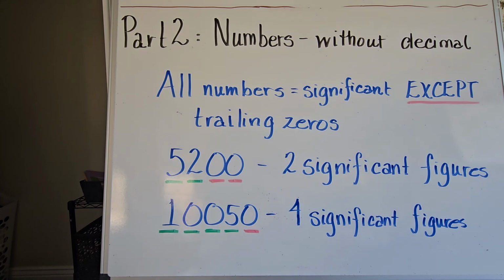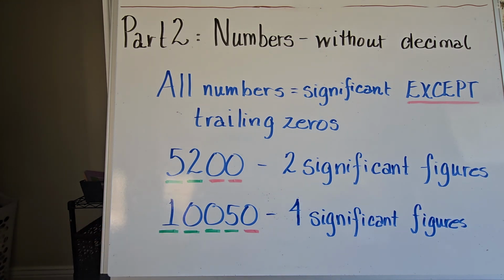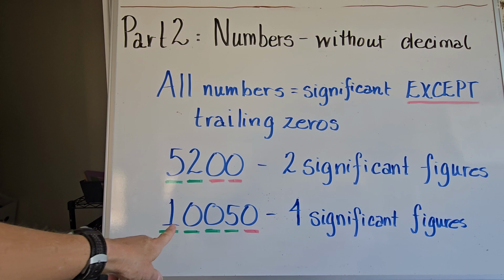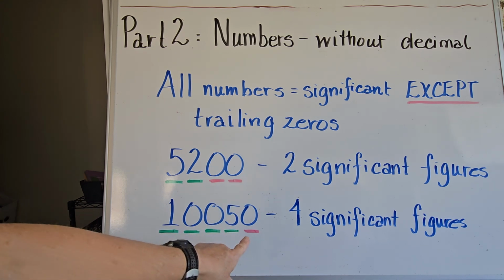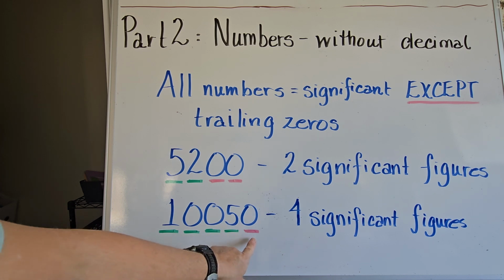Now, here's another one that has a little twist. Our example number 2, 10,050. Notice these zeros here, but our last non-zero number is 5, so the zero after that is not significant.